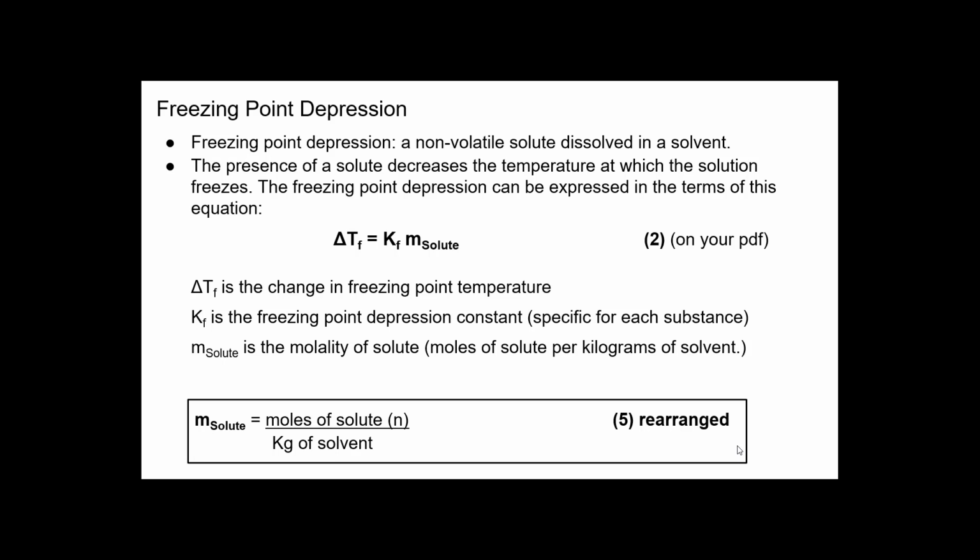The normal freezing point depression can be expressed in these terms. So this is the equation we're going to use. It's delta TF, which is the change in freezing point temperature. KF is the freezing point depression constant. It's specific for each substance, so it's a constant we will have to look up. And then m, small m, is the molality of solute. This is in your PDF, it's number 2. And number 5, rearranged, if you need to determine the molality, it's moles of solute over kilograms of solvent.